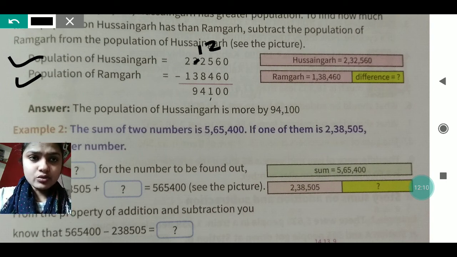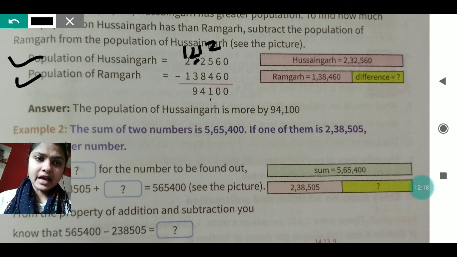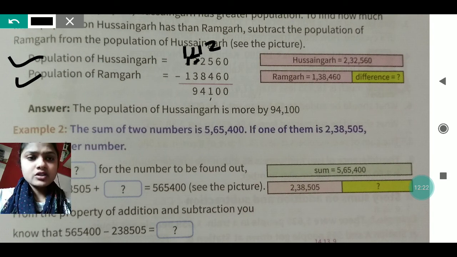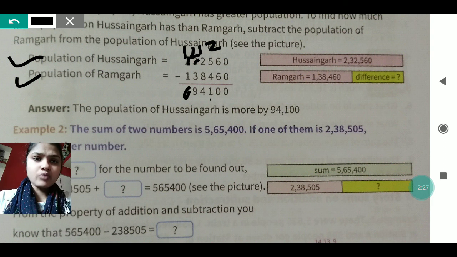Now here it is 2. 2 minus 3 is not possible. It will take one carry. So it will become 12. So 12 minus 3 will be 9. And here it is 1 because 2 has already given 1. So 1 minus 1 will be 0. Okay. So the total you will write, the population of Hoshangarh is more, that is 94,100.